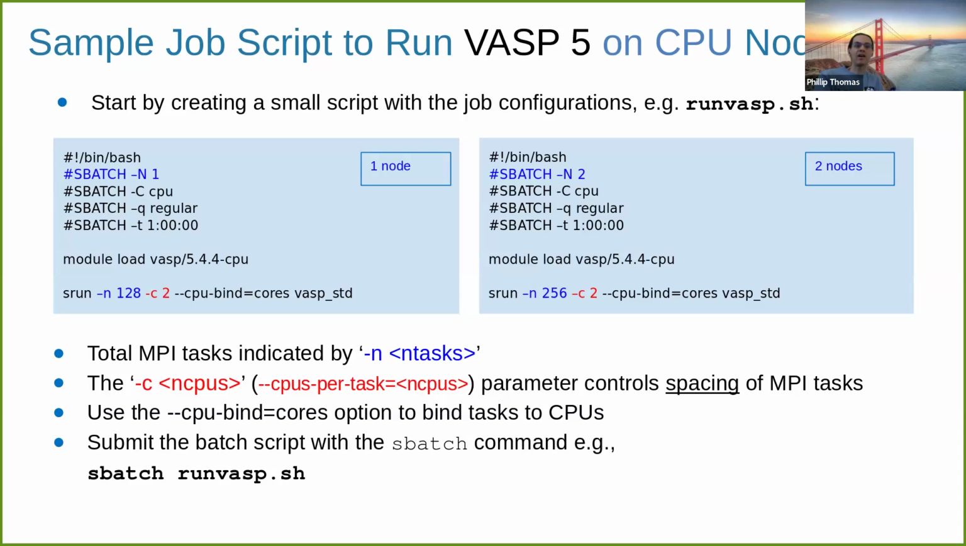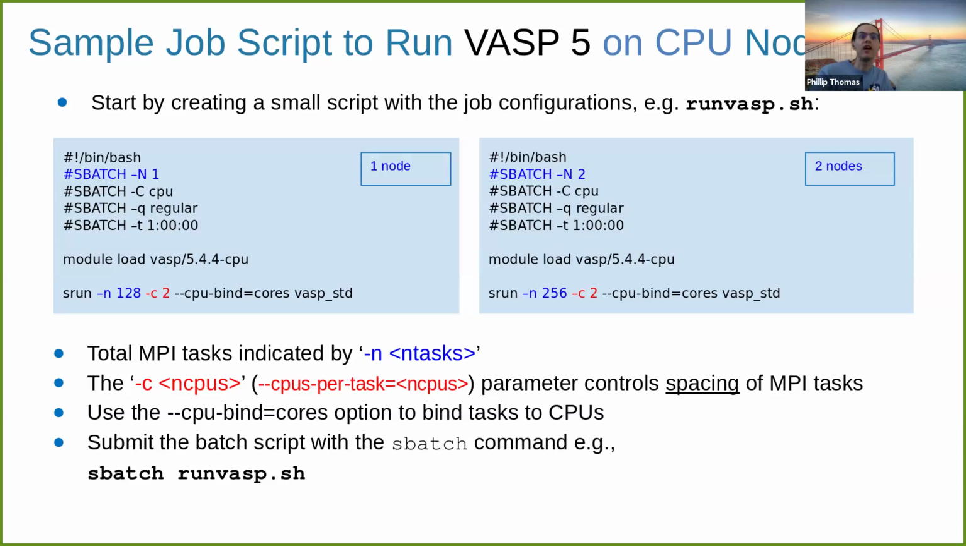After the sbatch section, you have the section where you declare the environment, which in this particular case is just to load the VASP 5.4.4 CPU module. And then you have the command to launch your job. The -c is a shorthand for cpus-per-task, which you can use either of these interchangeably.